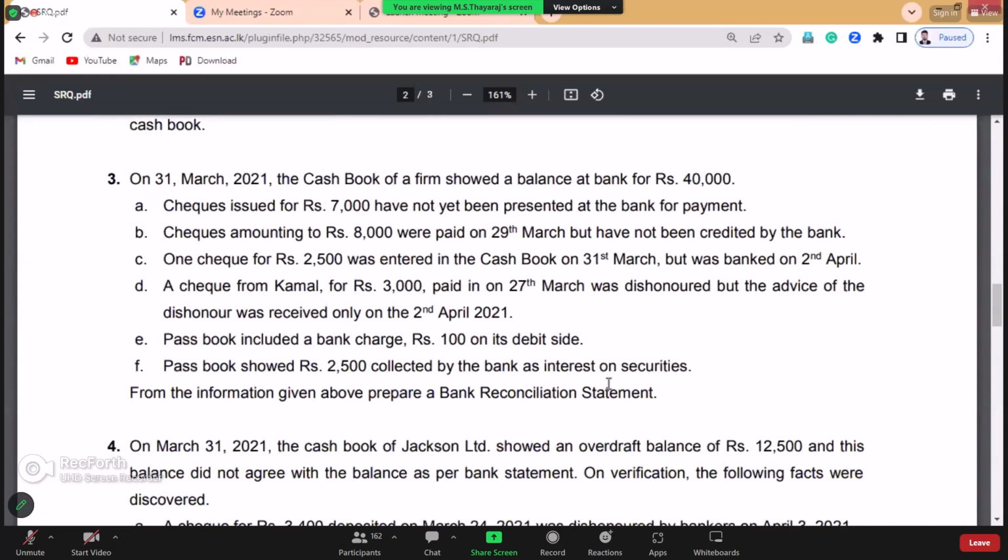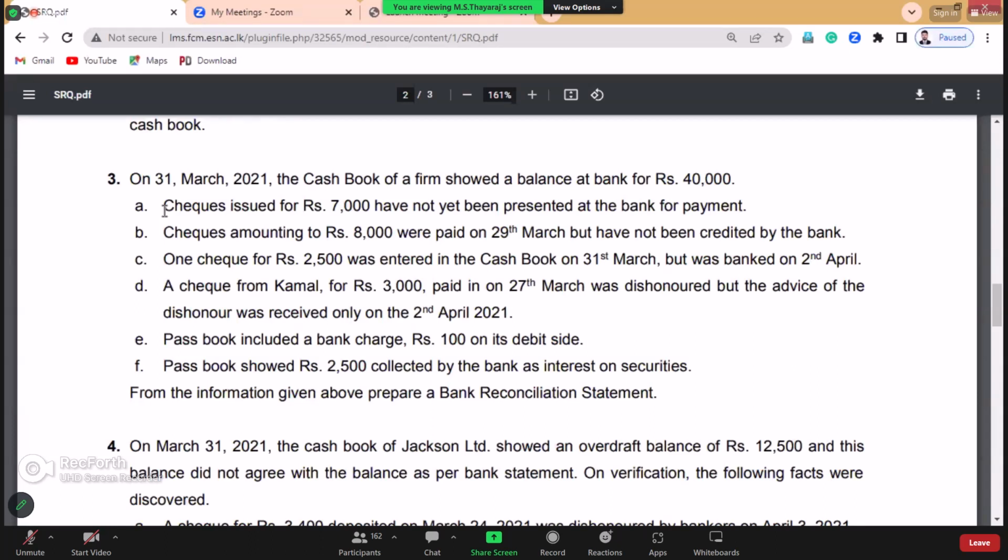On 31st March 2021, the cash book of a firm showed a balance at bank of rupees 40,000. The cash book balance 40,000. But there is some information given. Checks issued 7,000 have not yet been presented at the bank for payment. Check amount 8,000 were paid on 29th March but have not been credited by the bank.